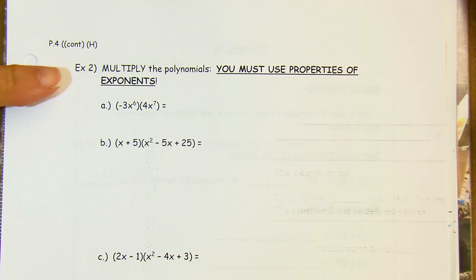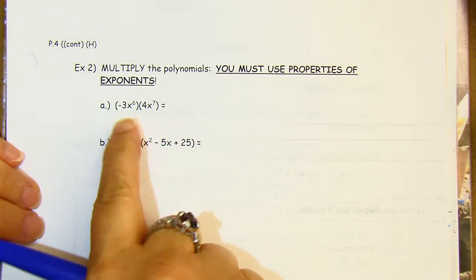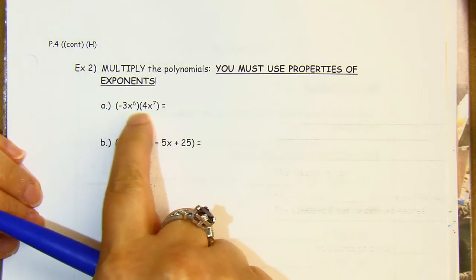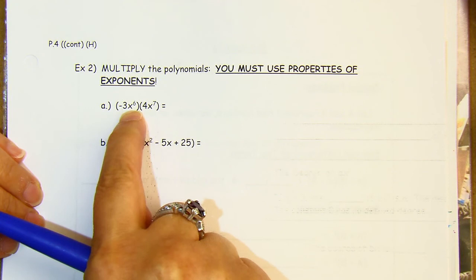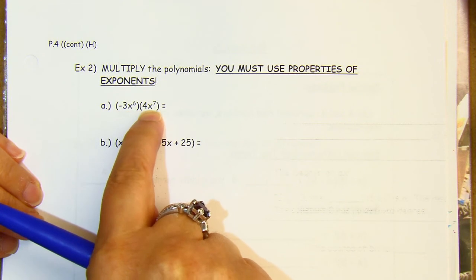Okay, example 2. We're going to multiply the polynomials. You're going to have to use properties of exponents to do this. Now take a look at this. This is not FOIL. This is straight across multiplication. It's negative 3 multiplied with x to the 6th, multiplied with 4, multiplied with x to the 7th.